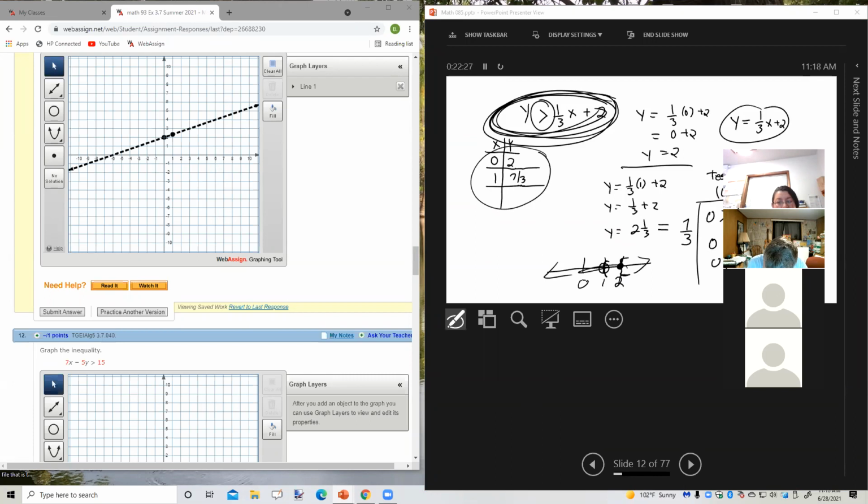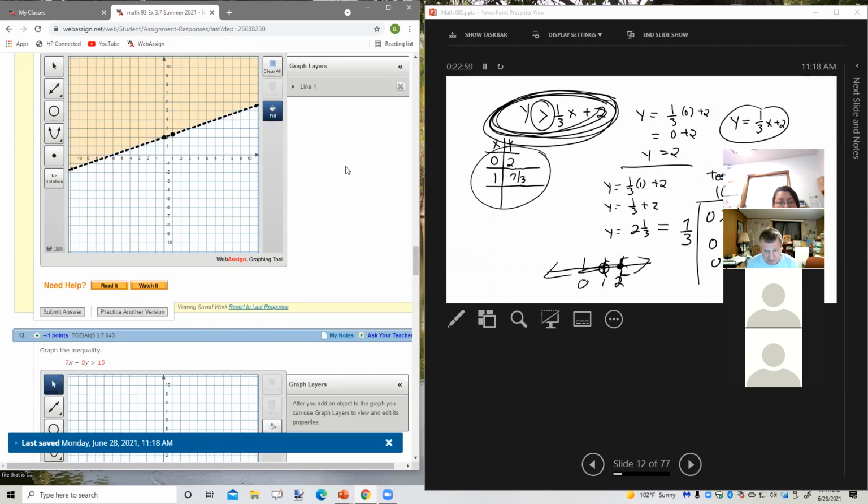Getting ready to write false. So what that means is 0, 0 is not part of the solution, which means that everything below the dotted or dashed line is not part of the solution. Therefore, we can conclude that the solution is above the line. So I'm going to come over here to fill and click on that. So my solution is everything above, but not including the dashed line.